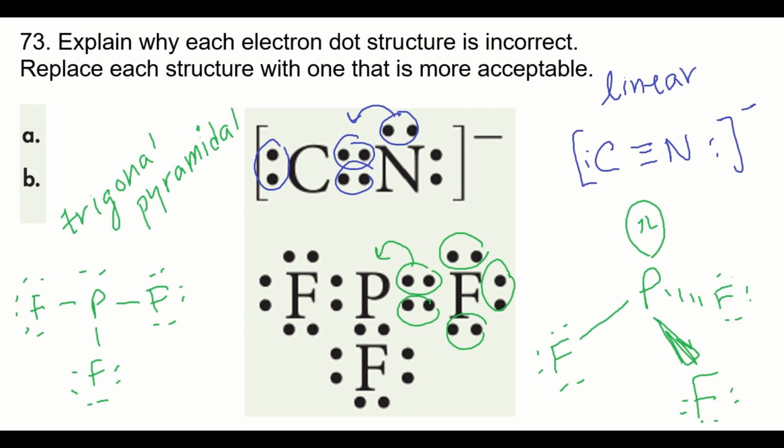if you were to draw that three-dimensionally or line dash wedge, you would get a little less than 109 degrees because of that extra repulsion from the lone pairs.